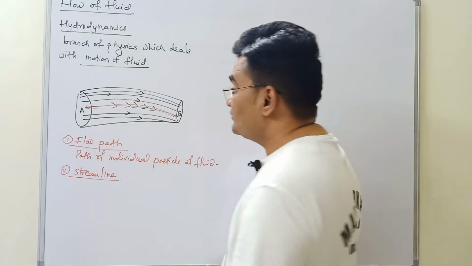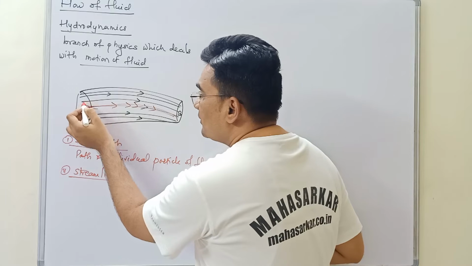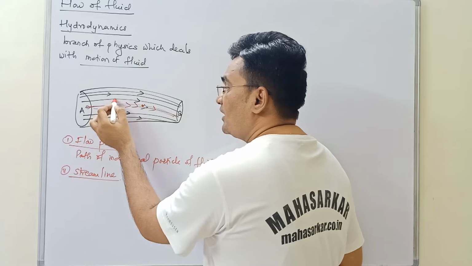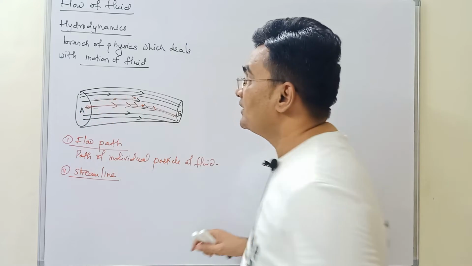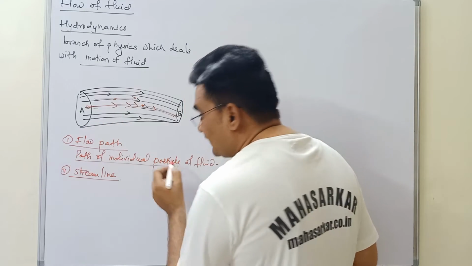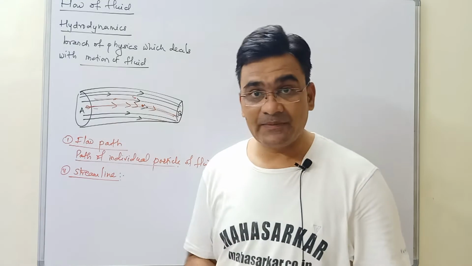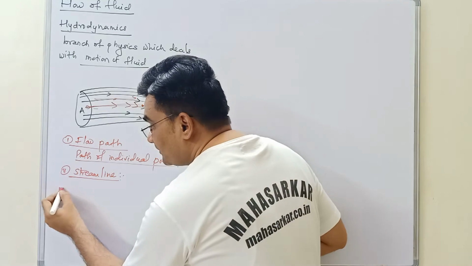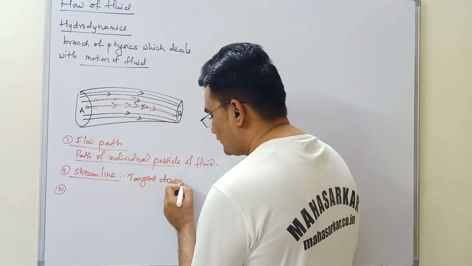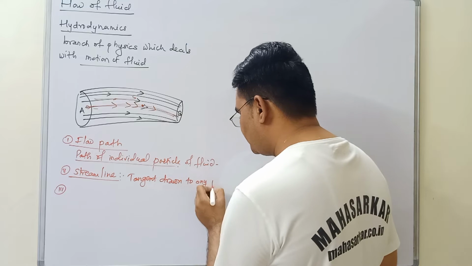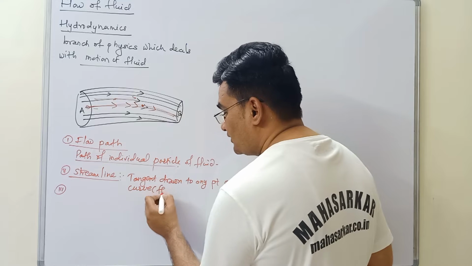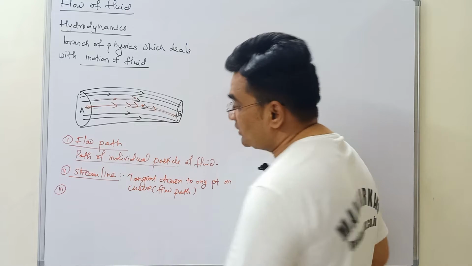Second is what? The streamline. So what is a streamline? Suppose this is the curve, and if I want to study the direction of motion at this point, I will draw the tangent. This tangent drawn to the flow path of the given individual particle is called what? Streamline. Okay. Streamline is a tangent drawn to any point on the curve or flow path.